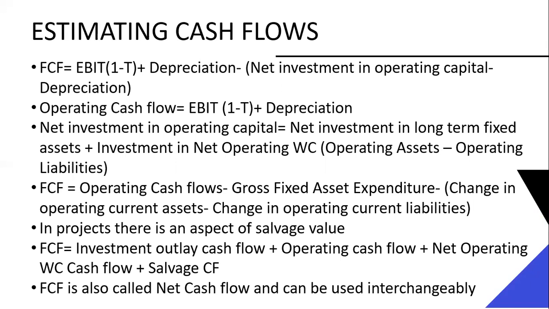So if you want to calculate free cash flows, you have to take NOPAT, which is the earnings before interest and tax multiplied by 1 minus the tax rate. And if you add depreciation and you subtract the net investment in operating capital, you will get free cash flows. As far as operating cash flows, what are operating cash flows? Well, that is basically NOPAT plus depreciation. And if somebody talks to you about net investment in operating capital, well, that is the net investment in long-term fixed assets plus the investment in net operating working capital, which is basically operating assets minus operating liabilities.